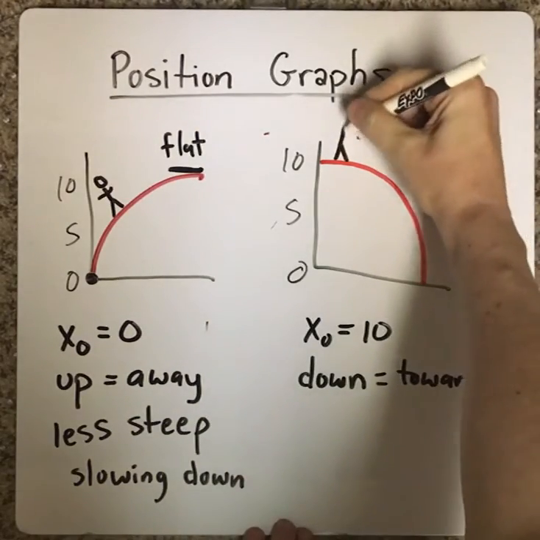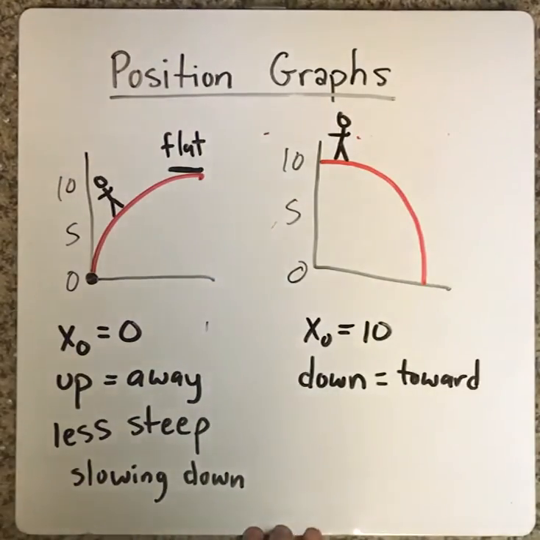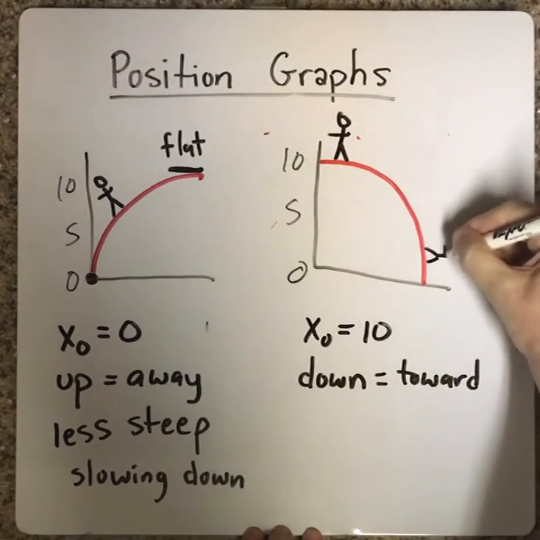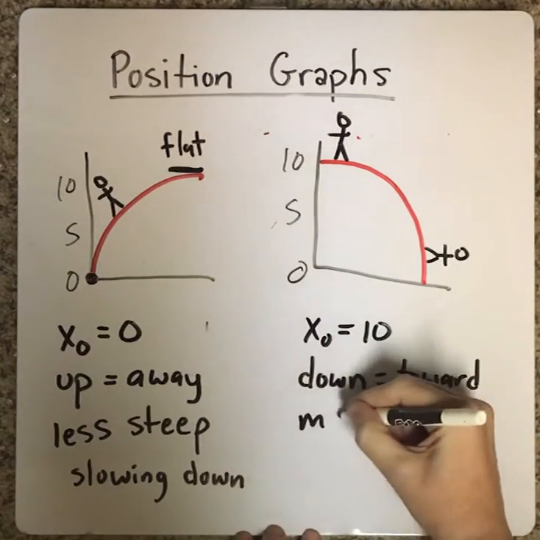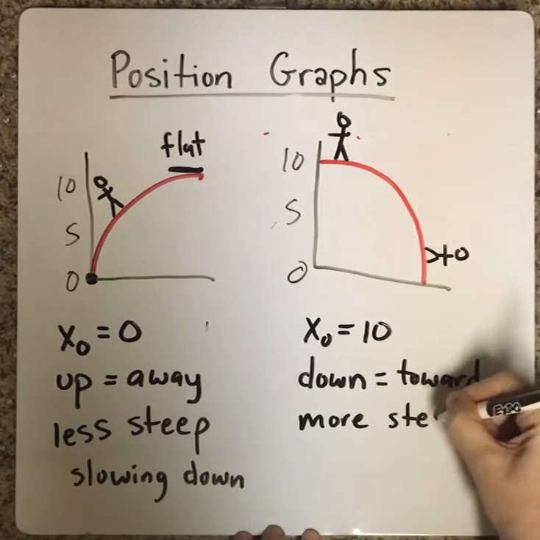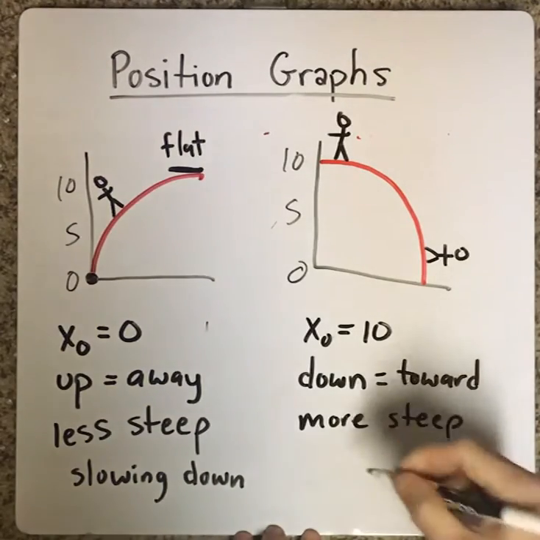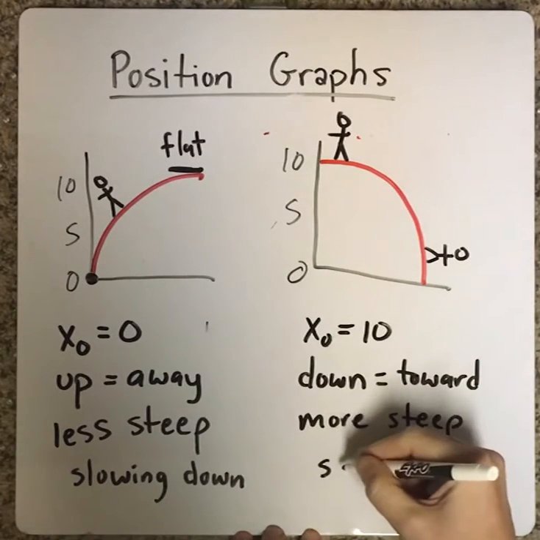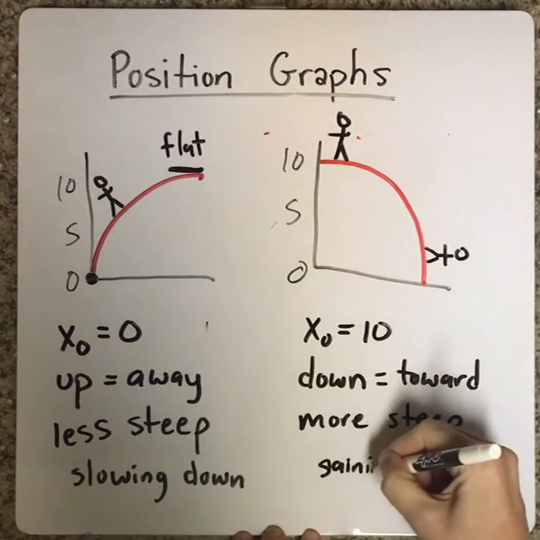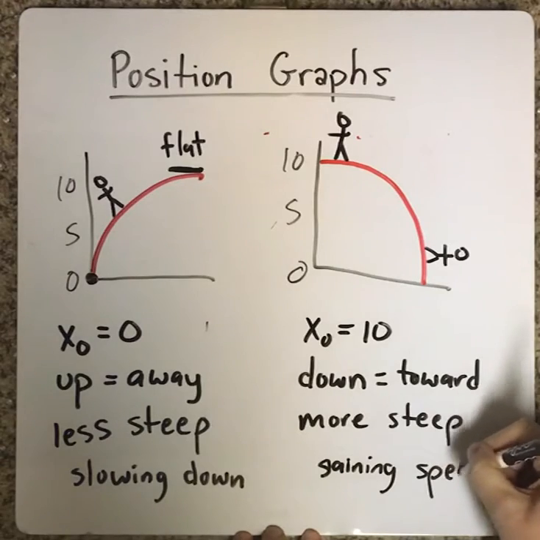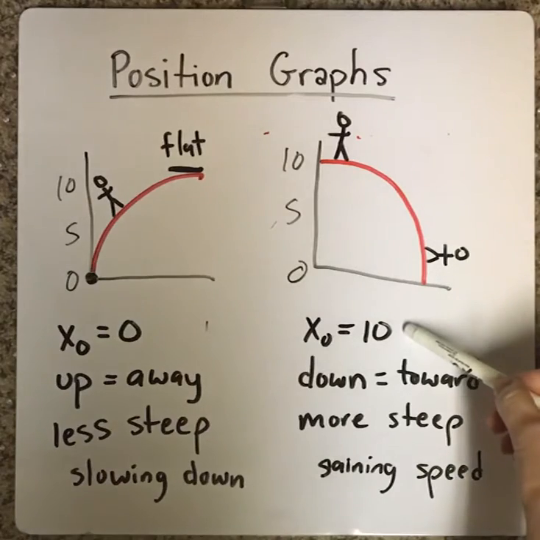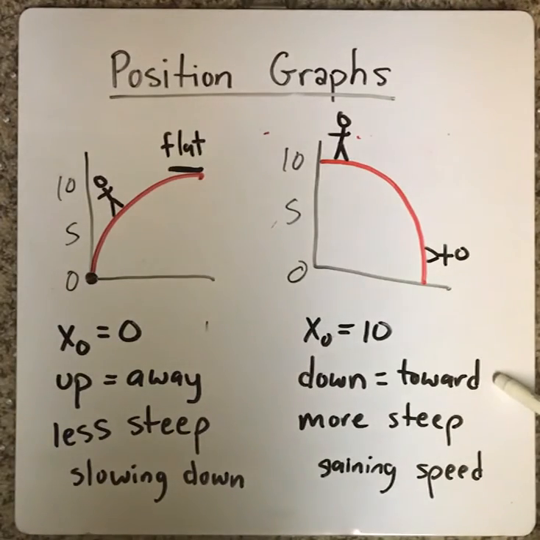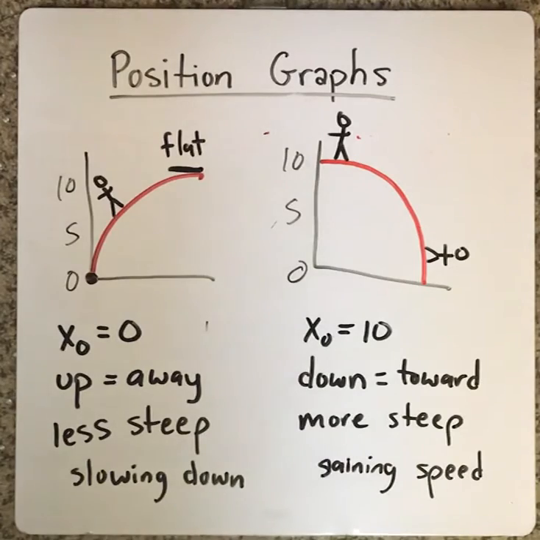This time, if I place a hiker on the hill, by the time he reaches the end of the graph, like that is impossibly steep. He would have fallen off the edge. That's almost a cliff. So the graph is getting more steep. And what that is telling me is that this object is gaining speed. In other words, it's getting faster. So this object started at position 10, is coming towards the reference, and it's getting faster as it goes.